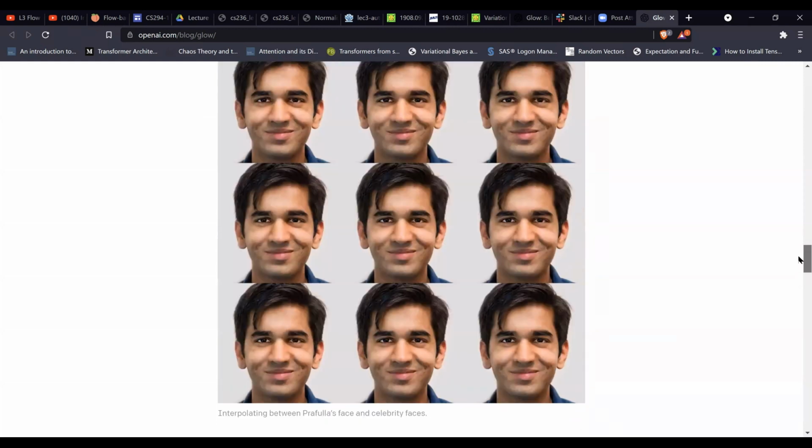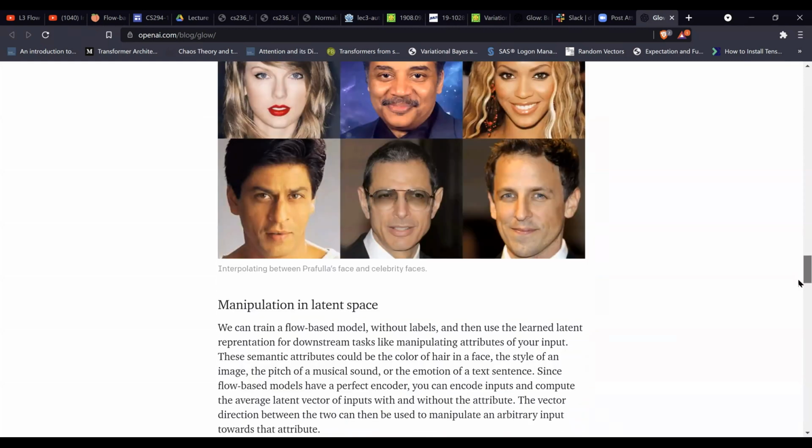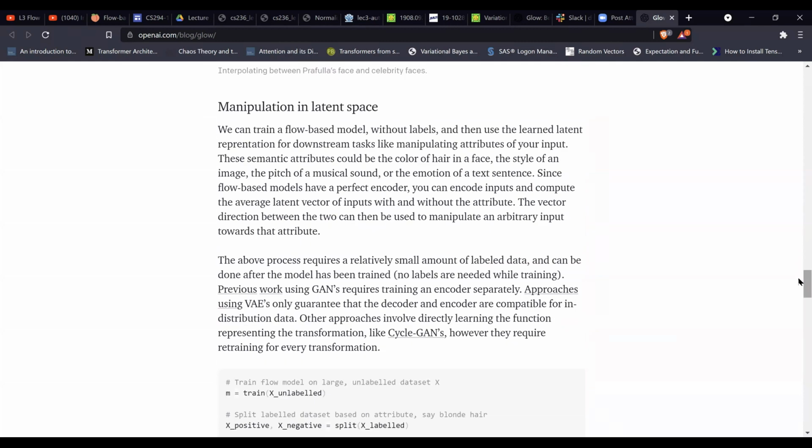I think they talked about it down here. And there you go. Since flow-based models have a perfect encoder, you can encode inputs and compute the average latent vector of the inputs with and without the attribute. The vector direction between the two can then be used to manipulate an arbitrary input towards that attribute. So, yeah.